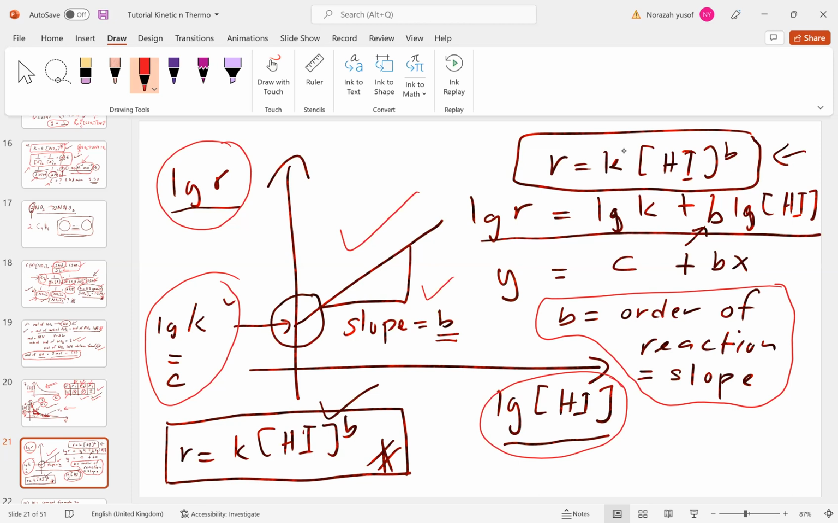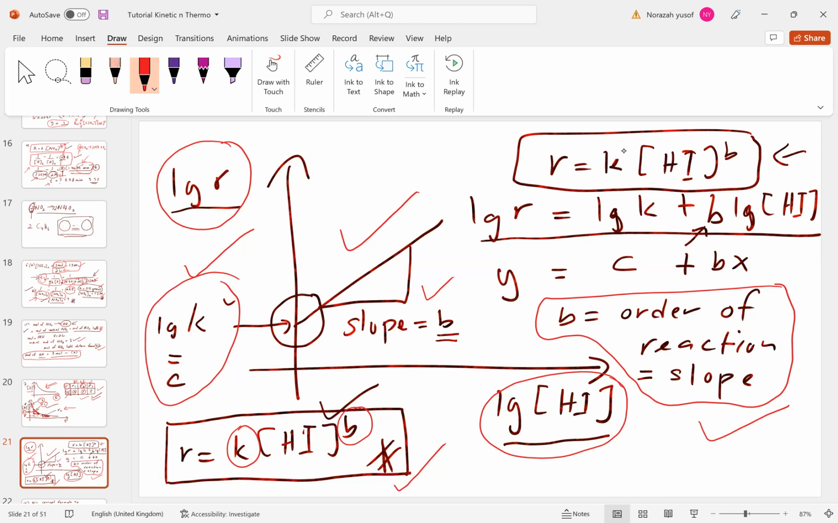Alright? So now, the question asks to find the order of reaction. So dah dapat dah. Order of reaction dapat. The rate constant dah dapat. And the rate equation. So this is the final equation. Rate equal to K, concentration of hydrogen iodide with order of reaction. Semua maklumat ni kita dah masukkan, so masukkan dalam rate law expression tadi. Okay, so okay dah ya?